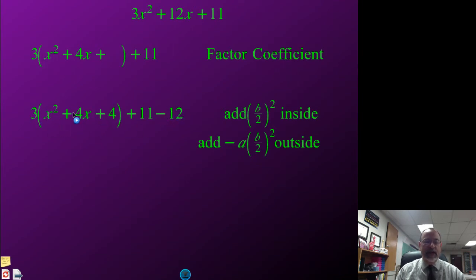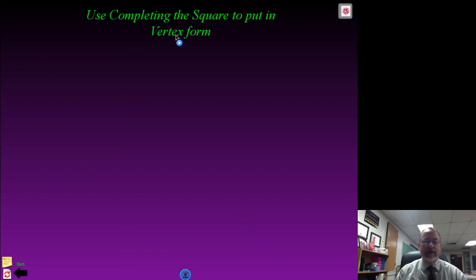All right, now that I have that, I can simplify the expression by factoring this, because now it's a perfect square. I factor it, and then I simplify these terms out. So now it's in vertex form, a times the quantity x minus h squared plus k. So by completing the square, I can put this in vertex form by doing it that way. So let me do a couple of examples for you.